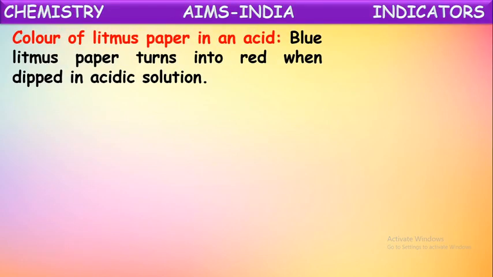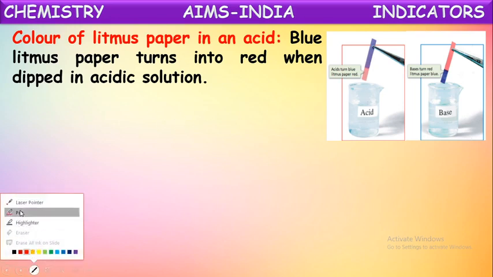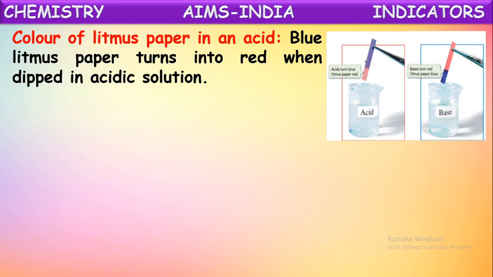How is it done? The color of litmus paper in acids. Yes, if we take any acid solution and dip the blue litmus paper into the acid solution, it turns red. Yes, it is an acid solution they have taken. See here, into that they have dipped this blue litmus paper. Then it immediately turns red.